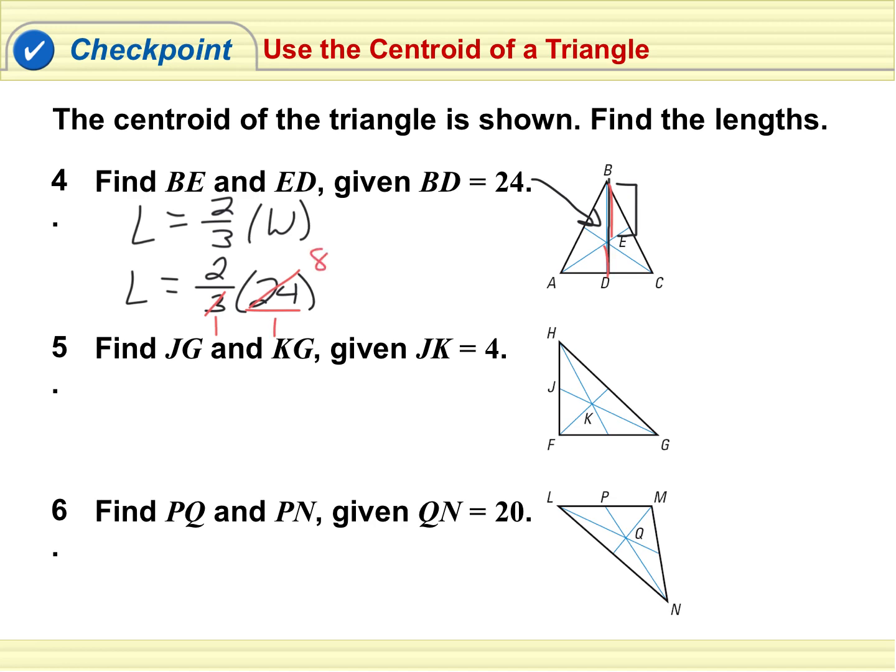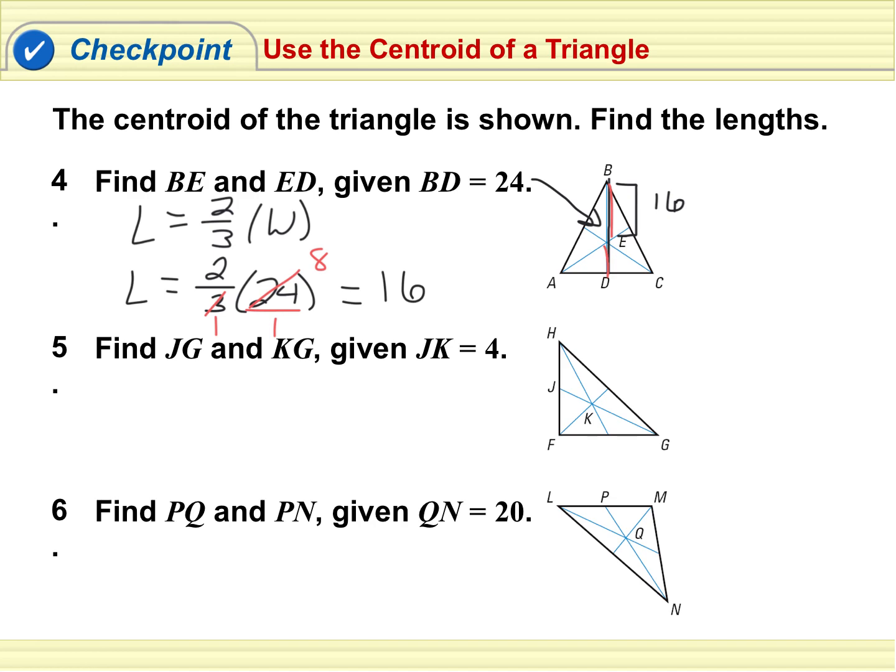8. So now, what do I have left on the top? 2 times 8, right? What's 2 times 8? 16. So our longest side is 16. So now that we know the whole thing and a part, how do we find the other part?